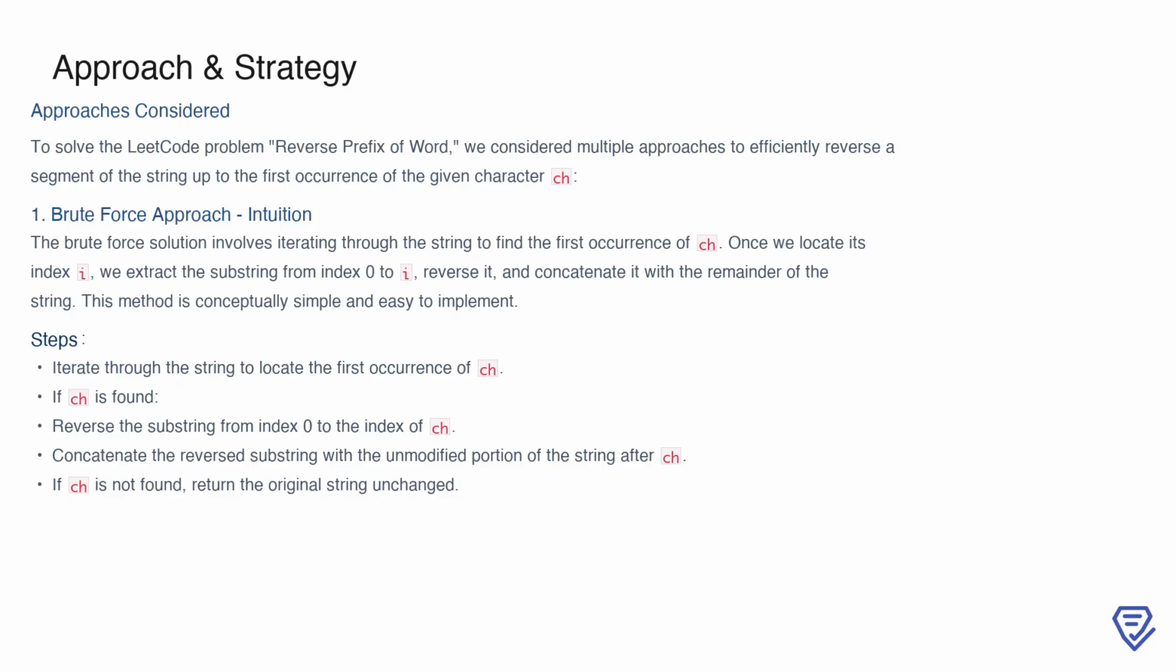Specifically, the steps involve traversing the string, locating the character, reversing the required segment, and then combining the modified prefix with the rest of the string. If the character ch isn't found in the string, we simply return the original string as is. While this method is straightforward, it's important to consider its efficiency for larger inputs, which is something we'll address next.